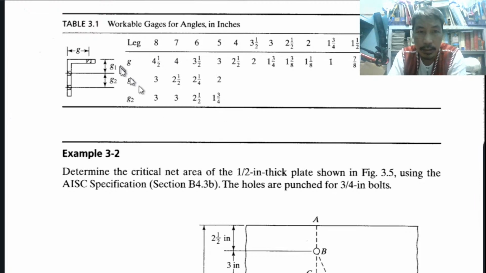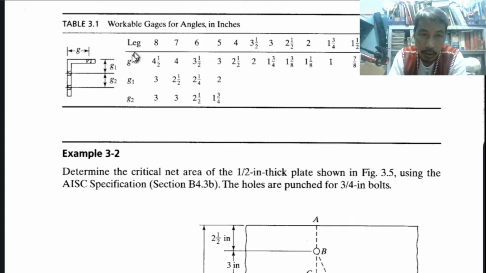Let us first take a look at the table. This table is about workable gauges for angles in inches. What do we mean? For example, we have the given angle here. We need to make one hole at exactly this location, and then 2 holes on this side. So 1 hole on one side and 2 holes on the other side. What are the required distances? G1 and G2. Those are the transverse measurements, that is why it is called G.